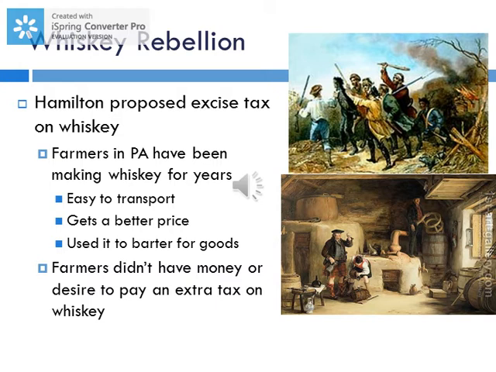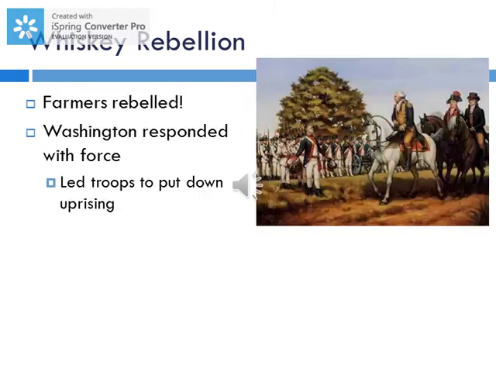something to consume, but as a way to take wealth in corn and condense it down to something more transportable in barrels. And they used it to barter. It was almost like a currency in rural Pennsylvania. And farmers were not too happy about paying this tax on whiskey, so they actually took up arms.